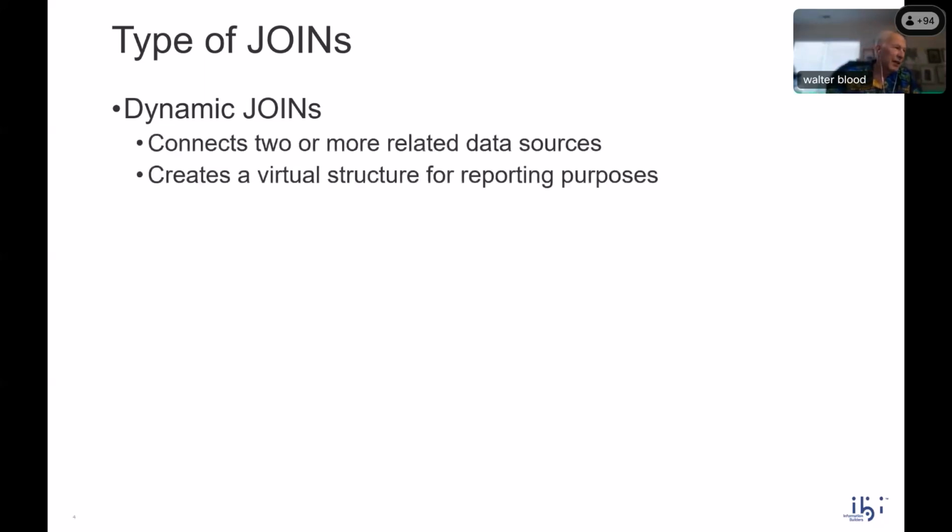With the simple basic join, we're going to join 2 or more related data sources. Normal joins need some relationship, because we're going to be working with fields, and the fields have to be the same.